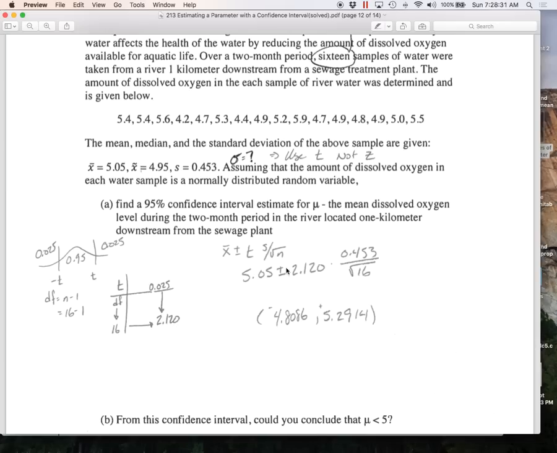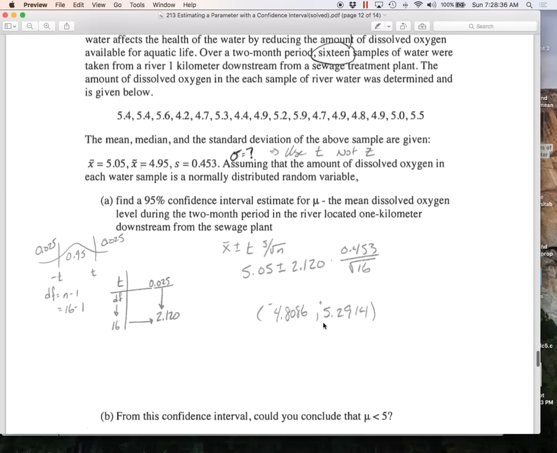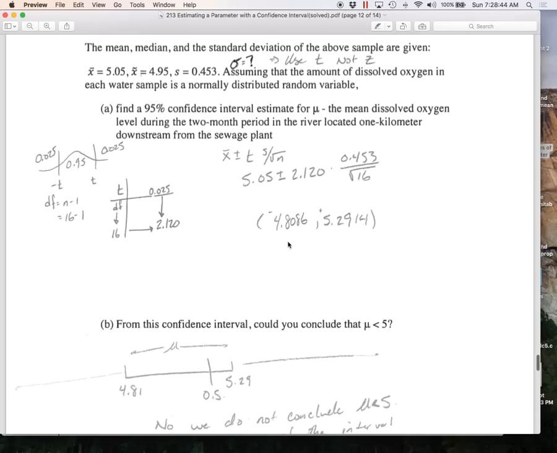Then of course I can substitute this value into my formula and find anything I want. Here's the confidence interval. T times S divided by root n is the margin of error. S divided by root n is the sampling error, or the standard deviation of the sampling distribution.